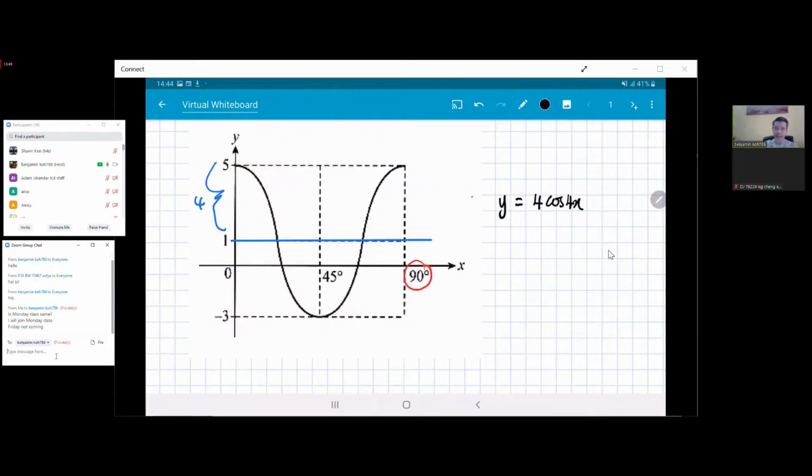And then what about the shift? So from here 0, it goes up to 1. So from 0 go up to 1, that means dekat belakang ialah plus 1. So eventually now we have 4 cos 4x and then plus 1. And this time dia punya domain is from 0 until 90 degree. So that is your domain.